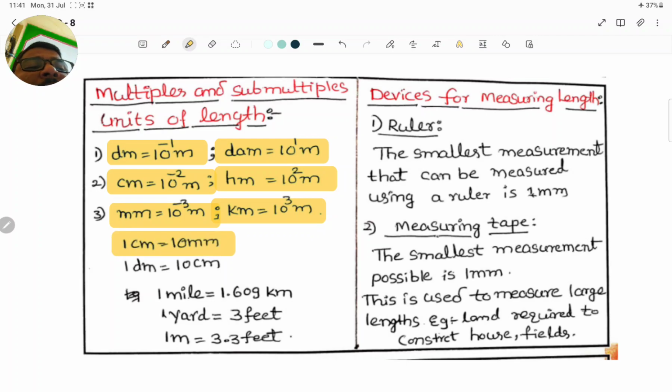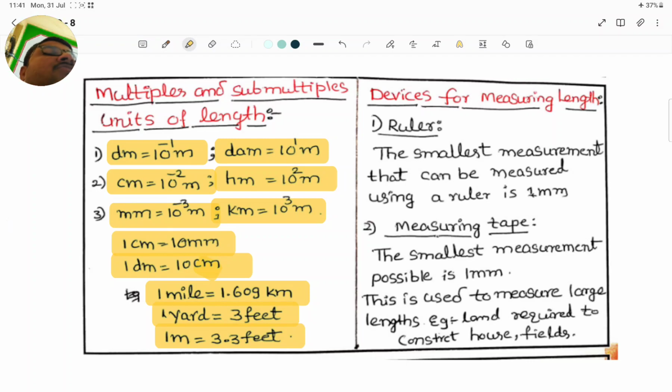Some more units are also there. 1 centimeter is equal to 10 millimeters, 1 decimeter is equal to 10 centimeters. 1 mile is equal to 1.609 kilometers, 1 yard is equal to 3 feet, so 1 meter is equal to 3.3 feet. These are other units of length.